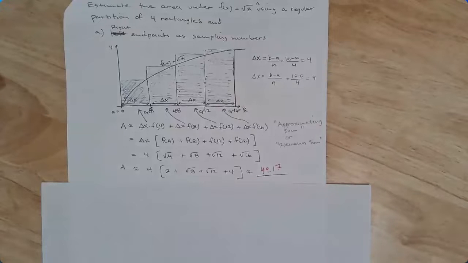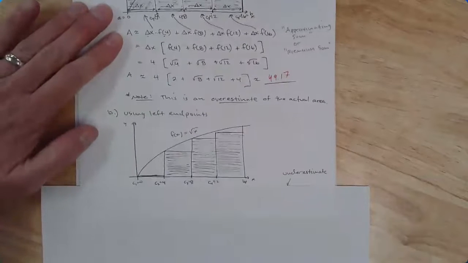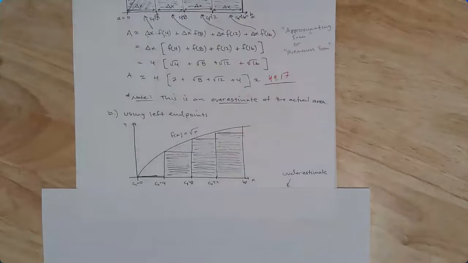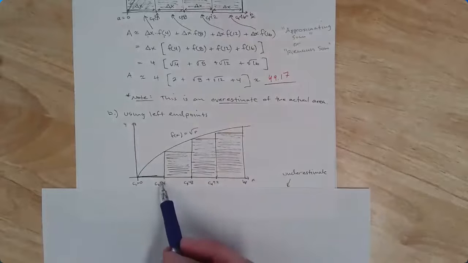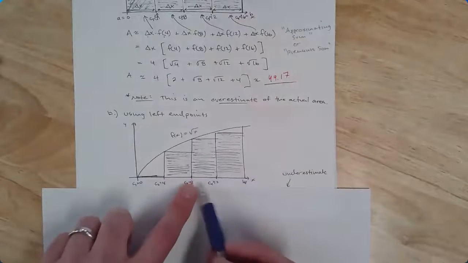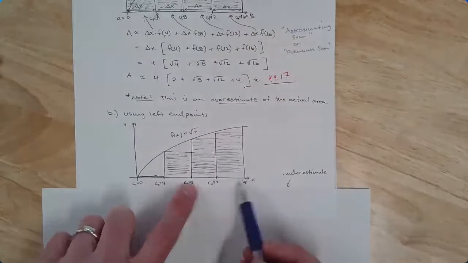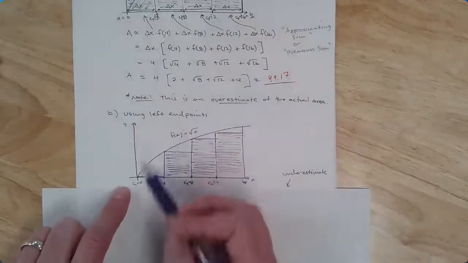We can do this using right endpoints, or we can do it using left endpoints. If we do left endpoints, it's going to look more like this. Now my first rectangle feels kind of silly. It's got a height of 0, which, okay, fine. Sometimes it's going to happen. I'm really going to have the same numbers, except one of them is going to be different. My left endpoint for the second rectangle is going to be 4, so I'm going to get f of 4. For my third rectangle, it's going to be 8, so f of 8. For my fourth rectangle, 12, so f of 12. So I'm really losing this square root of 16 and gaining a 0.